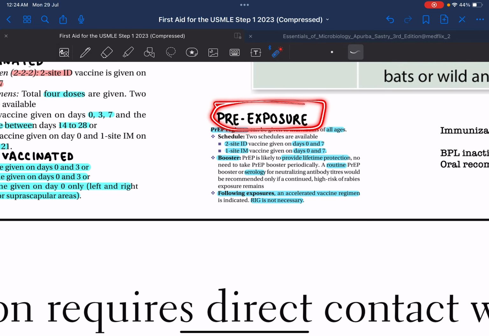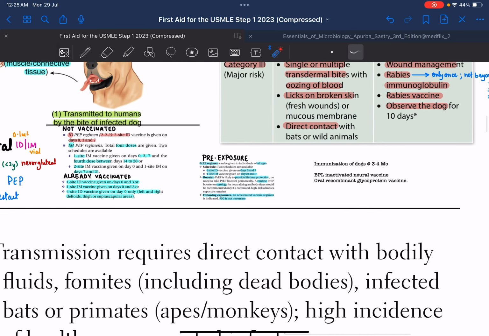In the pre-exposure prophylaxis, we basically administer it only in 2 cases, either high risk or endemicity. Okay, only in these 2 cases we administer pre-exposure prophylaxis. We can either give 2-site intradermal vaccine on day 0 or 7, or 1-site intramuscular vaccine on days 0 and 7, and it is available for individuals of all ages. Booster is usually not required because the pre-exposure prophylaxis provides lifetime protection, and if exposure is after giving the pre-exposure prophylaxis or the regimen, the rabies immunoglobulin is not necessary.